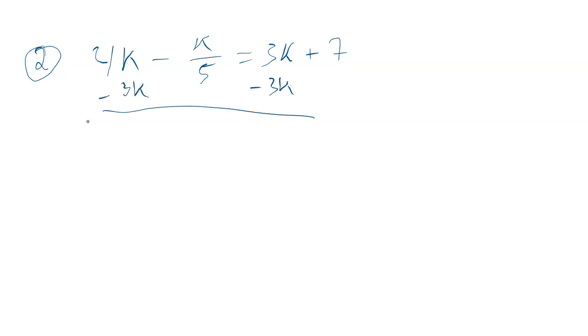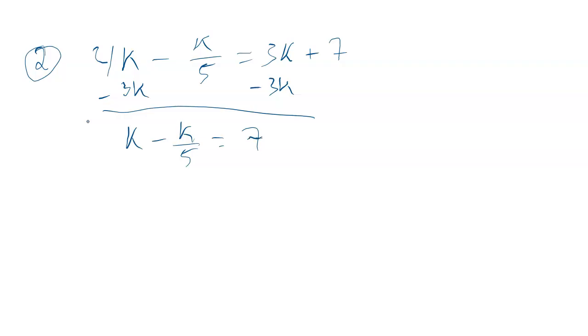All right, 2. We got 4k minus k over 5 is equal to 3k plus 7. Don't know how I'm going to do this one. I know I don't like fractions. I'm going to move k's to the same side, so I'm going to subtract 3k from both sides, and I'll get k minus k over 5 is equal to 7.